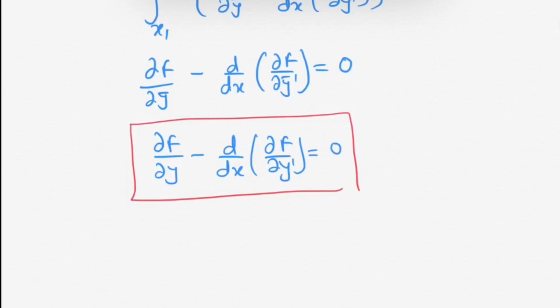A key point to be noted here is that this equation doesn't tell us whether the extremal is a maximum or a minimum. This is one of the drawbacks of the Euler-Lagrange equation. So this video ends here.